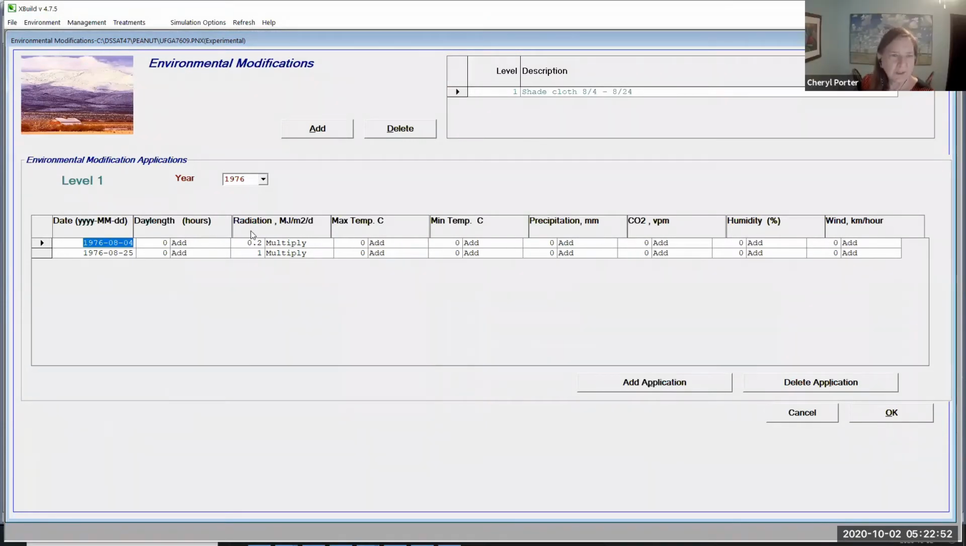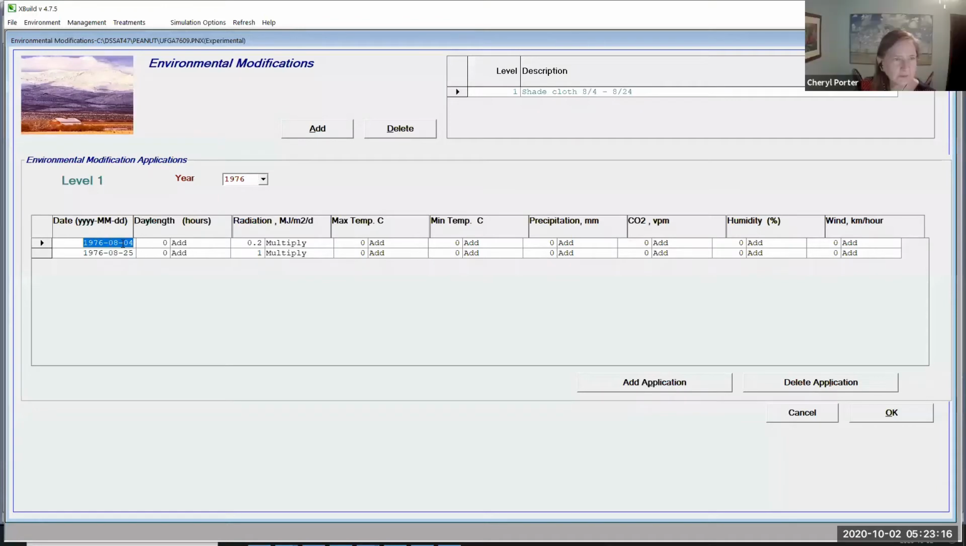Okay, and the modifications that were added, there should have been two of them. One of them switches on the shading, and the other one switches off the shading.